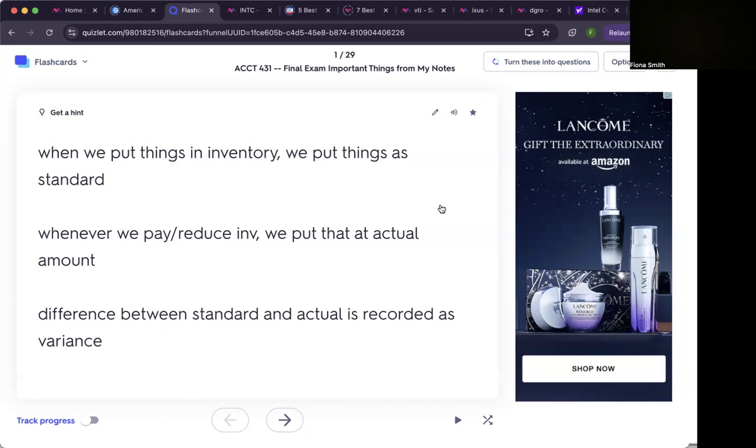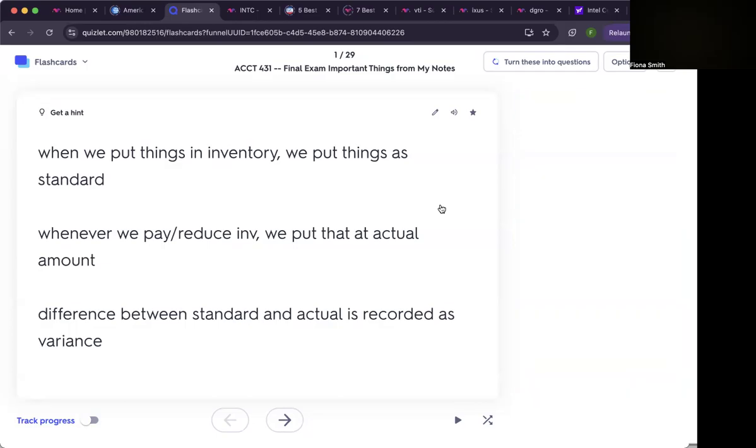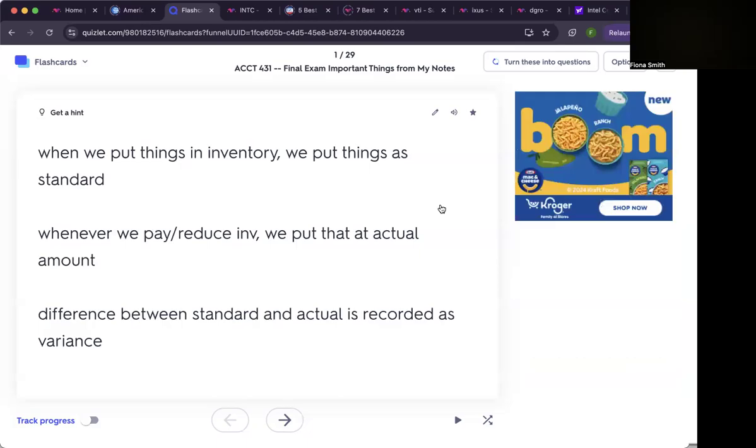The difference between the standard and the actual is recorded as variance. That would be like raw materials price variance or direct labor quantity variance, things like that. Like variance expense. It's basically just an expense account, so it's something that we have to zero out every year because it's kind of a fake account for things.